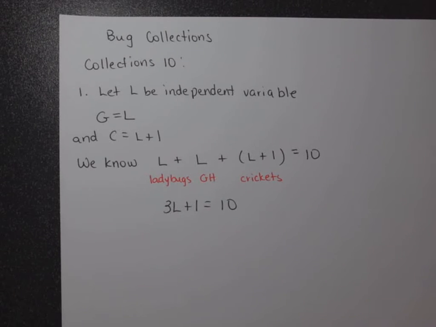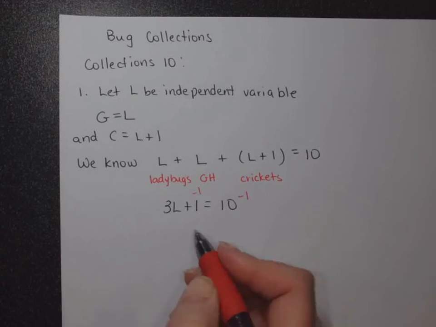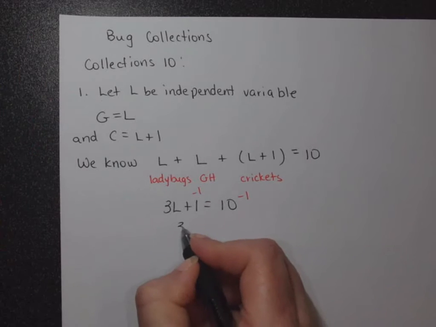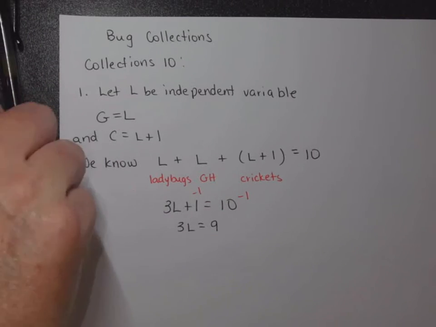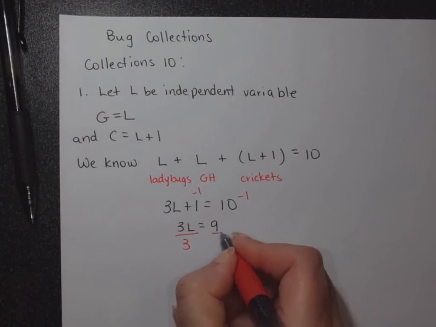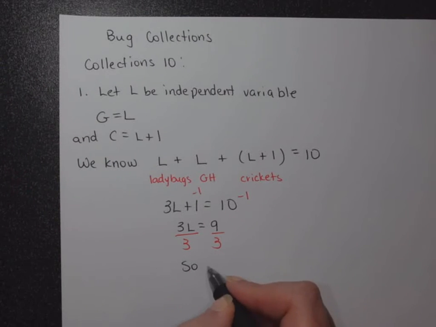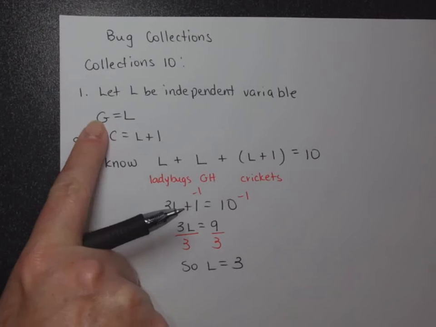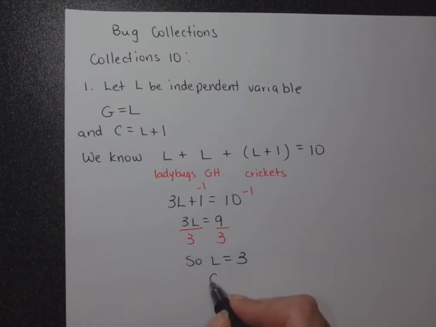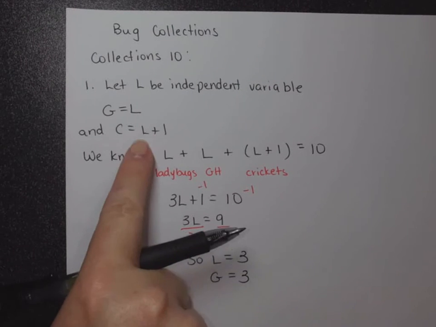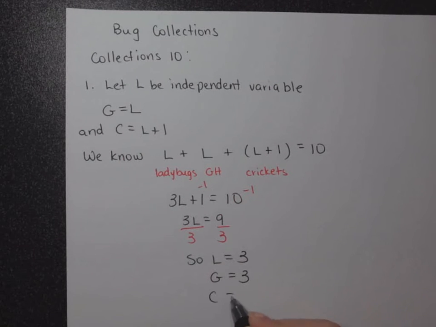So 3L plus 1 equals 10, and then we'll just subtract 1 from both sides. So that'll give us 3L equals 9. And then lastly, divide by 3, and then we have one of the variables, right? So L equals 3. And then we can just go up here and kind of assign everything values, right? So that means G will also be 3. And then C, which will be 3 plus 1, will be 4.